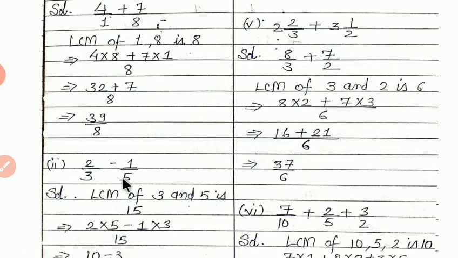Second one, 2 by 3 minus 1 by 5. Now subtraction is given. You can see that both have different denominators. So for subtracting, first we'll make the same denominator, and we can make it by taking the LCM. So we'll take the LCM of 3 and 5. So the LCM of 3 and 5 is, so how to take the LCM?